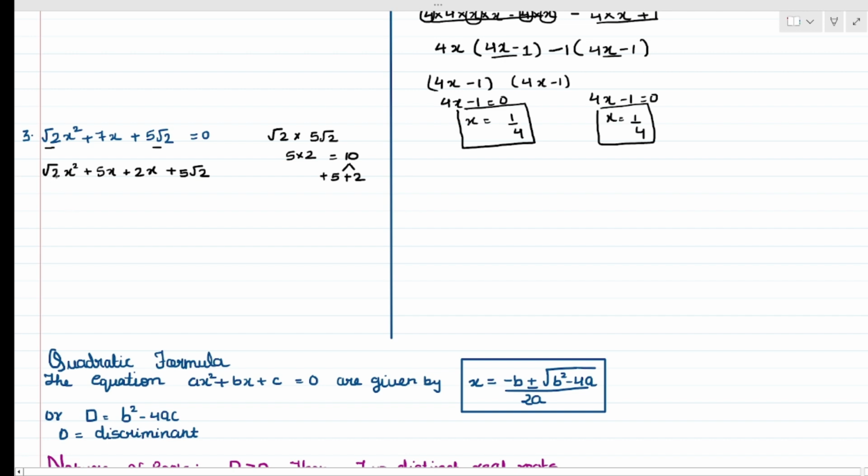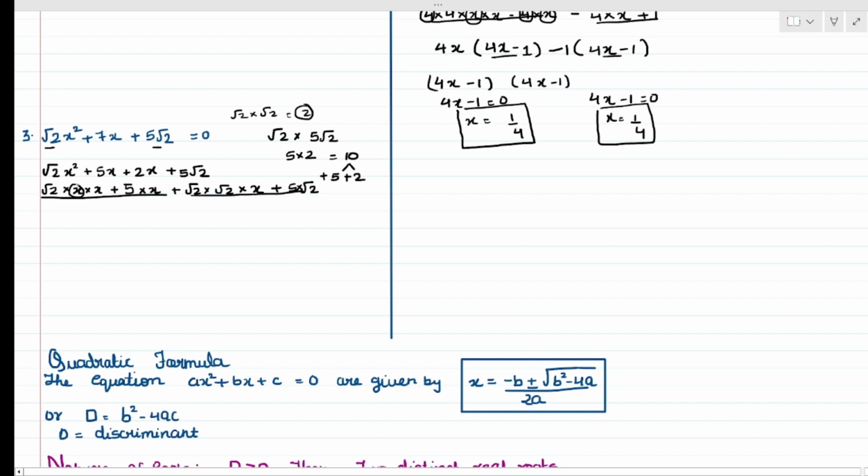Okay. Now split them up. Root 2 into x plus 5 into x. Now, how is this 2 formed? Can I write my root 2 into root 2 gives me 2? So, for splitting my 2, I can write over here root 2 times root 2. Yes. So, I will write over here root 2 into x plus 5 under root 2. Okay, 5 into root 2, that means 5 into root 2. Now, take out common for first two pairs and last two pairs.